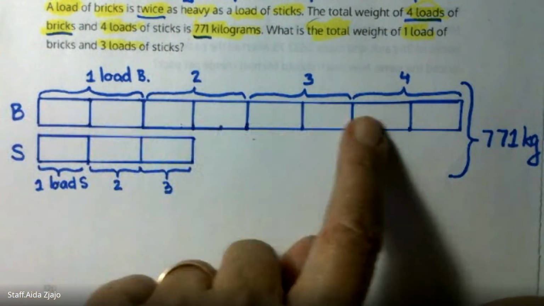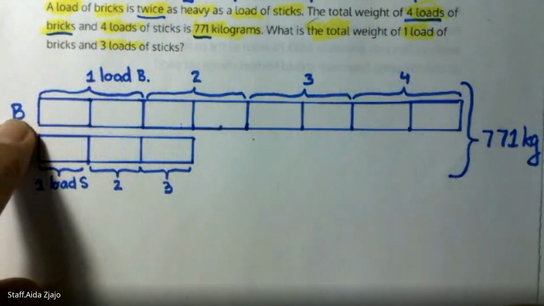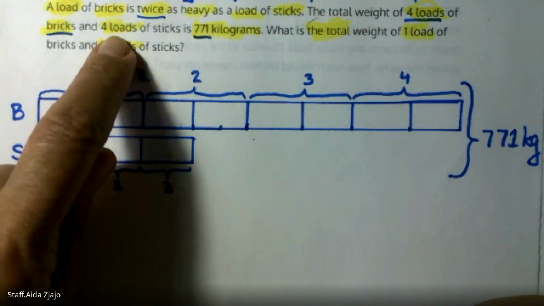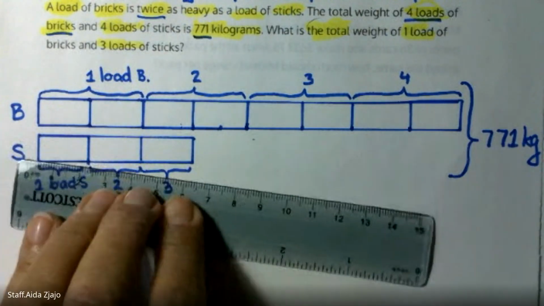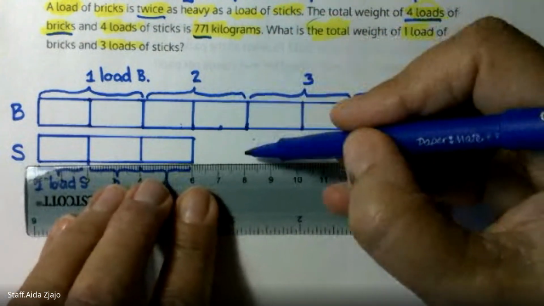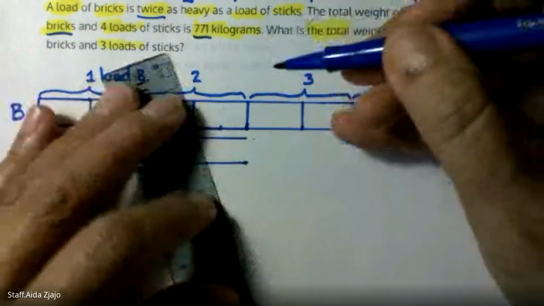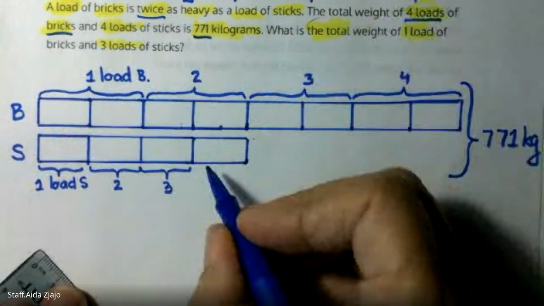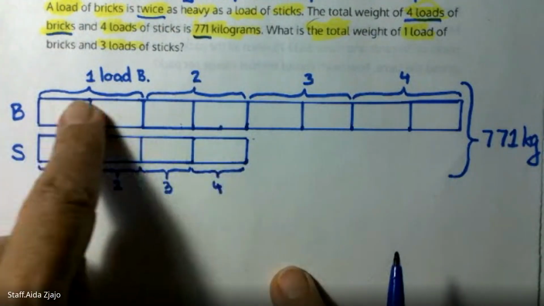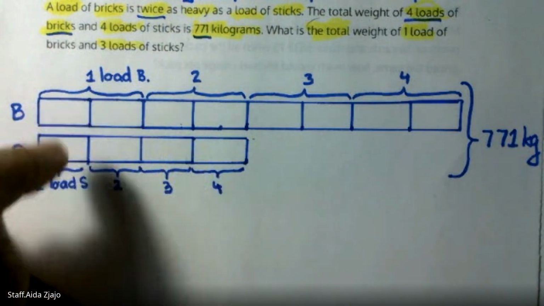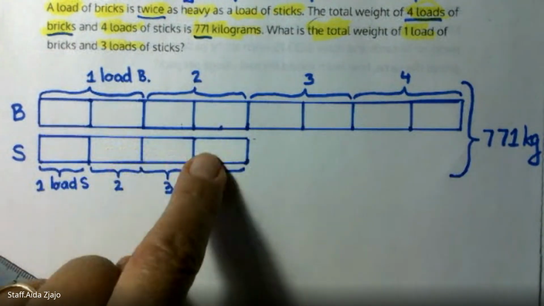1, 2, 3, 4 loads, yes. 4 loads of bricks, that's correct. And 4 loads of sticks. I made only 3. You see, I made a mistake. I need 1 more load of sticks to be accurate by the story. So 4 loads of the sticks and 4 loads of bricks will give me 1, 2, 3, 4, 5, 6, 7, 8, 9, 10, 11, 12 units.